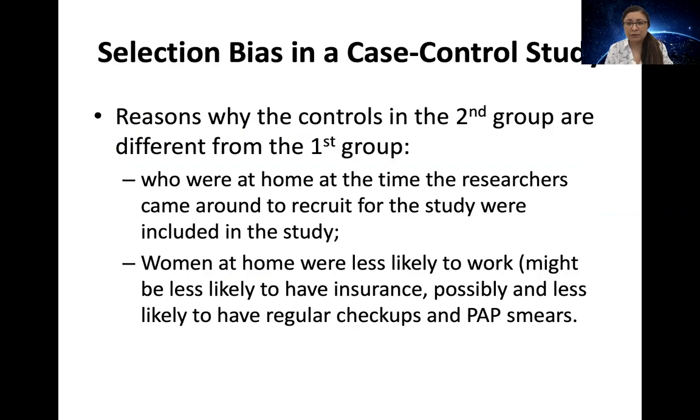And then if you think about it, if you're only selecting women who happened to be home when the researchers came around to recruit them, maybe those women were less likely to work because they're home. Which might, we're just hypothesizing, mean they don't have a job, which means they're less likely to have insurance, and maybe less likely to have had regular checkups and pap smears. Now, there's a ton of other possible confounders. I'm just giving you one in this example.